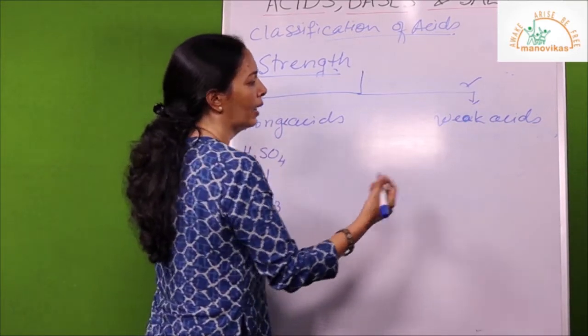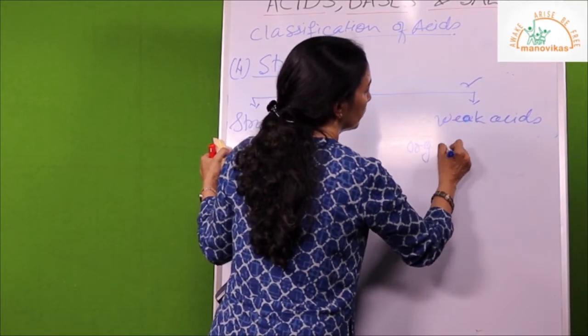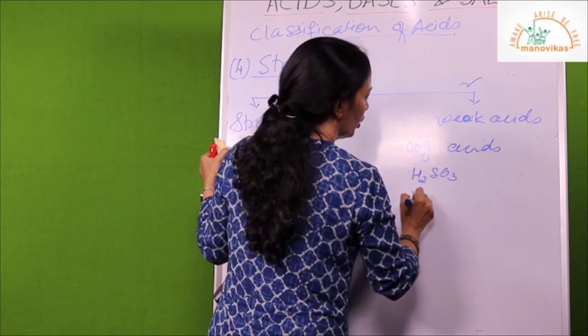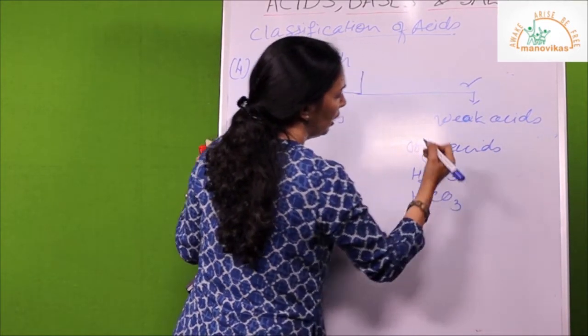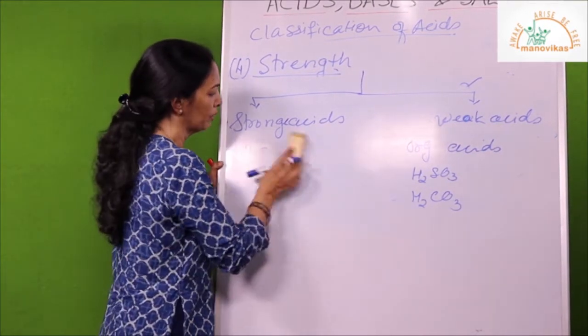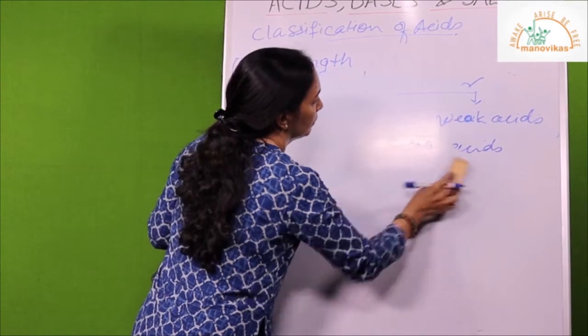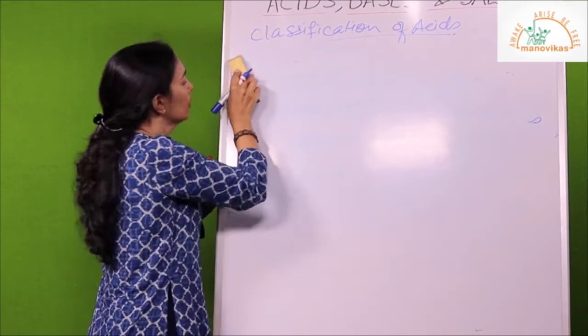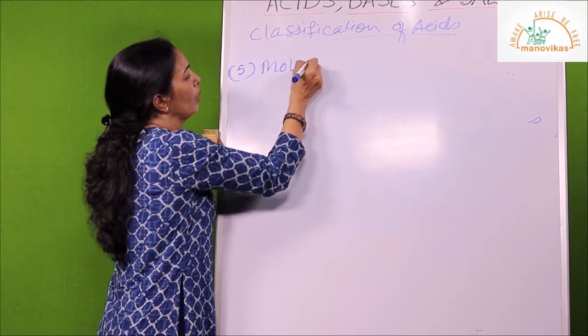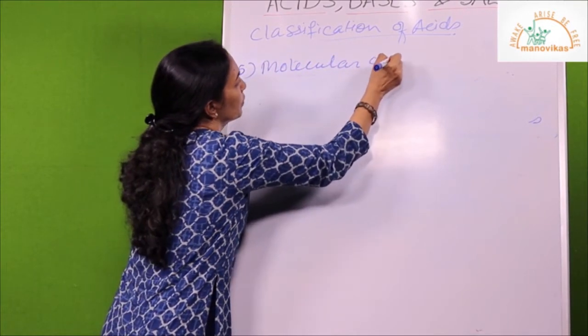Now weak acids are all organic acids: H2SO3, H2CO3, these all are weak acids. So this is the fourth type of classification. Now the last one, fifth one, is on the basis of molecular composition.